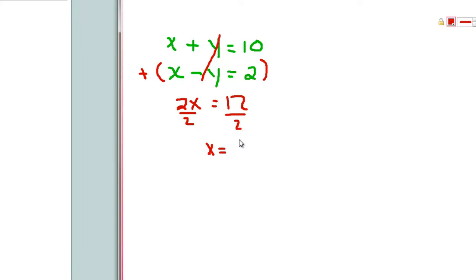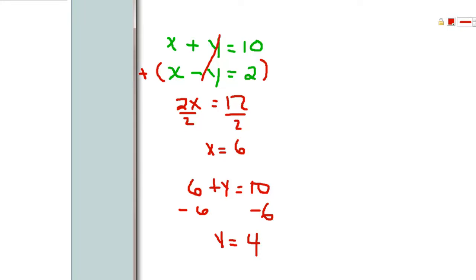Now you can plug that back in. It doesn't matter which one. Just plug it back into either one and see what we get. I'm going to do the first one. 6 plus y equals 10. Subtract the 6, and you get y is 4. So the two numbers are 4 and 6. And it makes sense. You put them both together, 4 and 6, and you get 10. You subtract them, and you get 2. It says use a comma to separate the answers. So we have 4, comma, 6. Here we go.